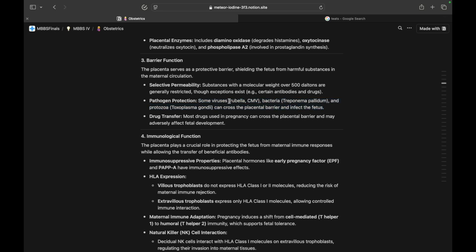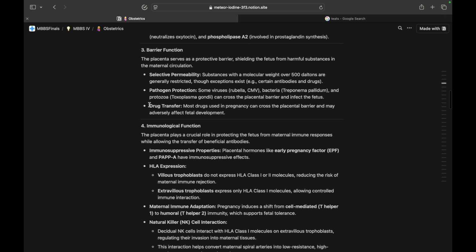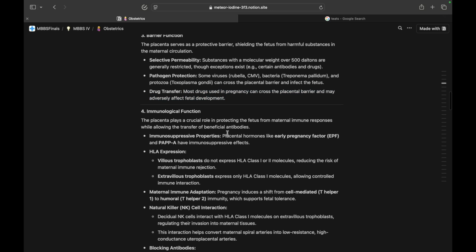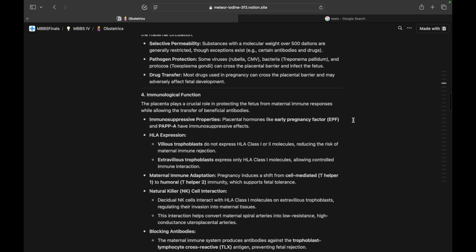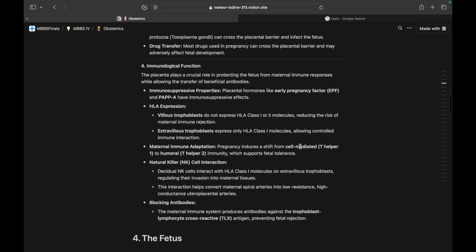So, which are the ones that can pass through? We need to know the exceptions because of the TORCH phenomenon. Rubella, CMV, Treponema pallidum and protozoa like Toxoplasma gondii can cross the placenta. Next, coming to drug transfer, most drugs used in pregnancy can cross the placental barrier and may adversely affect fetal development. We know so many drugs which are teratogenic in nature, and they have a section somewhere over here. We will be going through those also.